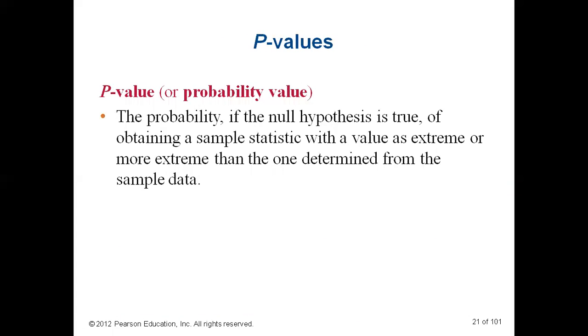So what is the p-value? The p-value is also called the probability value. It is the probability, if the null hypothesis is true, of obtaining a sample statistic with a value as extreme or more extreme than the one determined from the sample data.